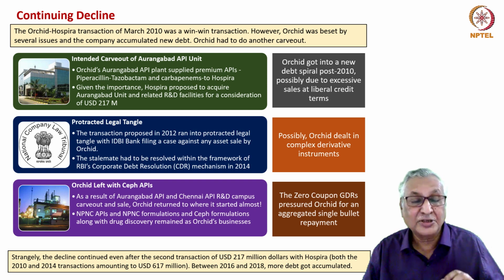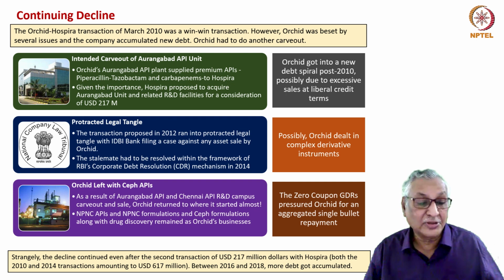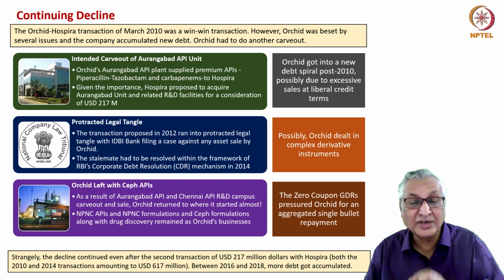Strangely, the decline continued even after the second transaction of 217 million US dollars with Hospira. Both the 2010 and 2014 transactions provided a succor in financial terms of 670 million US dollars. Between 2016 and 2018, more debt seems to have got accumulated.